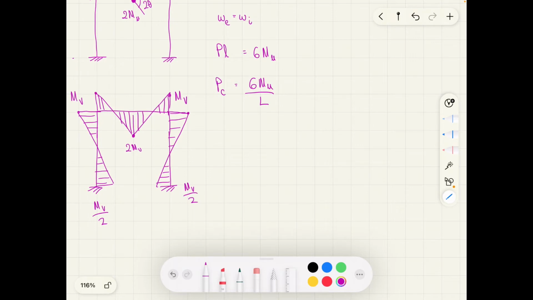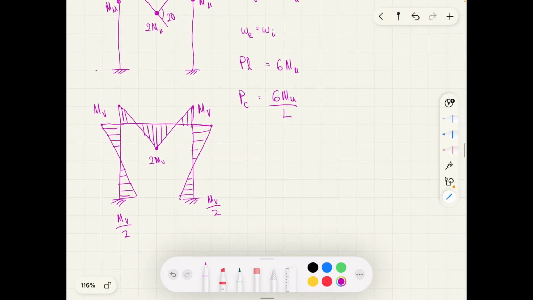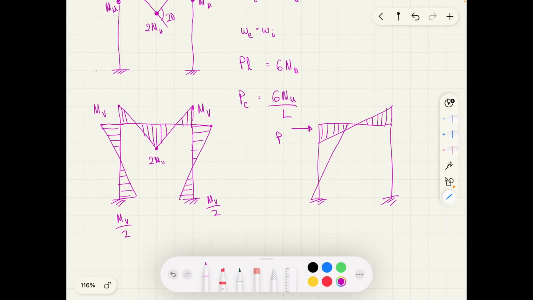Now we can move on to the horizontal load. So if you remember, we had the horizontal load P acting from this side. So for the beam, it's going to look like this. And for the columns, well, let's make it in the middle. It's going to look like this.